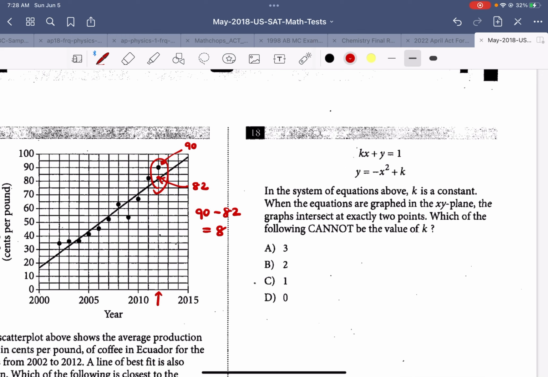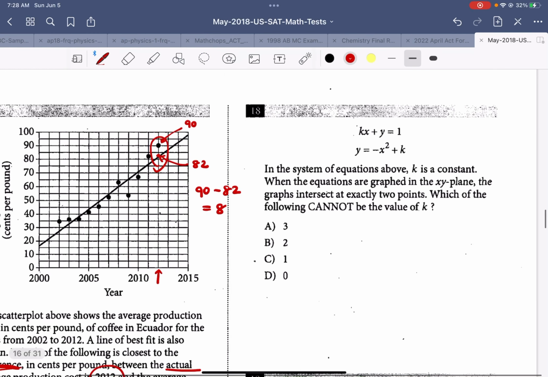In the system of equations above, K is a constant. When the equations are graphed in the xy plane, the graphs intersect at exactly 2 points. That's the key, important information. Which of the following cannot be the value of K? So let's put this in mx plus b format, slope-intercept: y equals negative kx plus 1. So I'm going to use the answer choices to answer this.